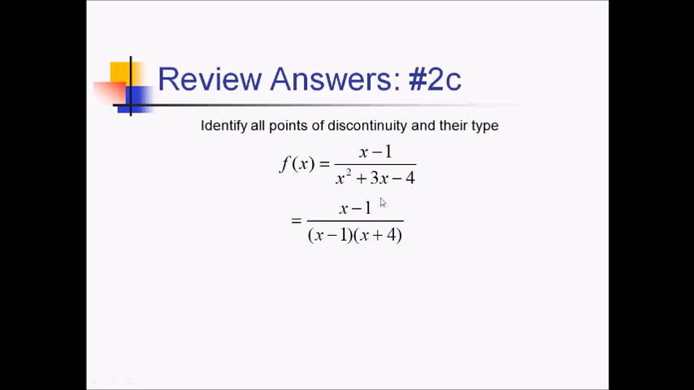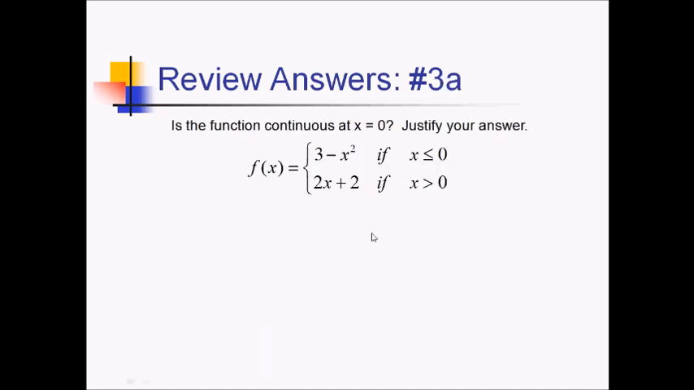And we see that these x minus 1s are going to cancel. So that means that x equals 1 has a removable discontinuity. And x equals -4, the 0 down there that we could not cancel out, that's going to be an asymptote, an infinite discontinuity.